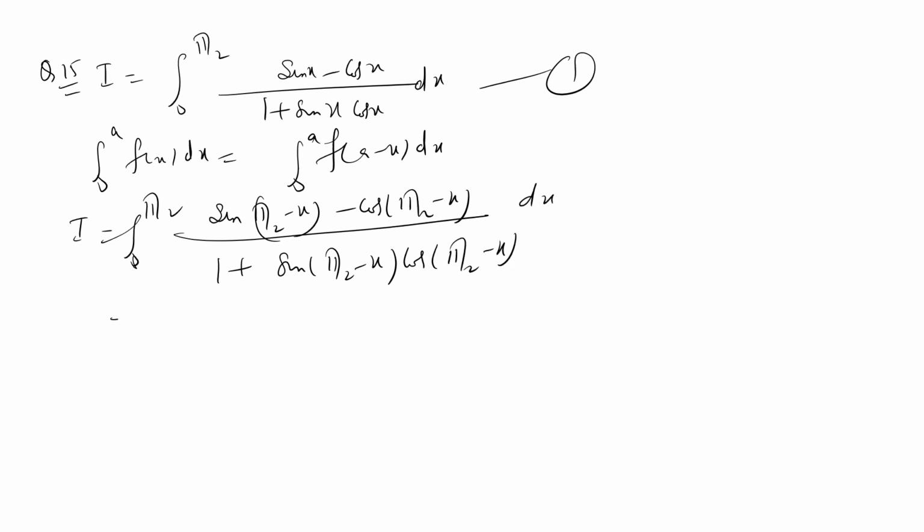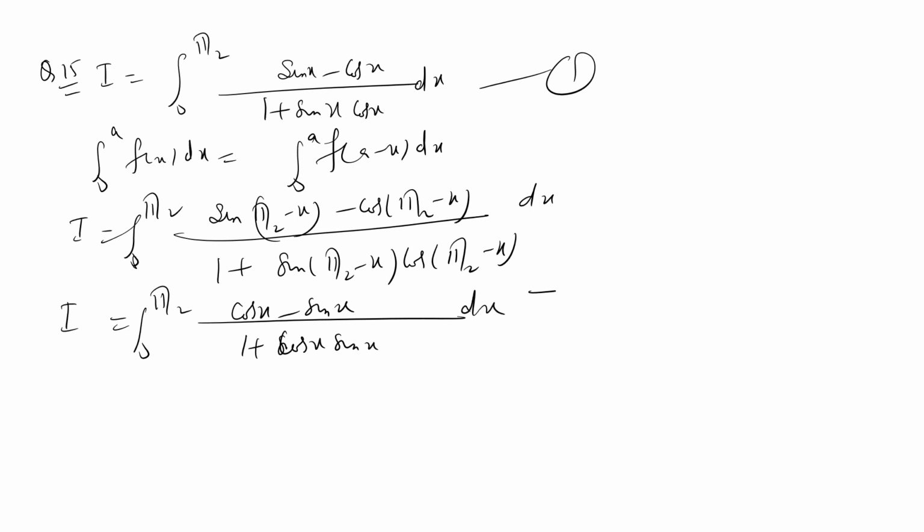Now look what is happening. It is 0 to pi by 2. This becomes cos x minus sin x. This is 1 plus cos x sin x. Now again you know what to do next. What do we do, tell me. Next step, we will add 1 and 2. I will get 2I. And see what has happened to the question.